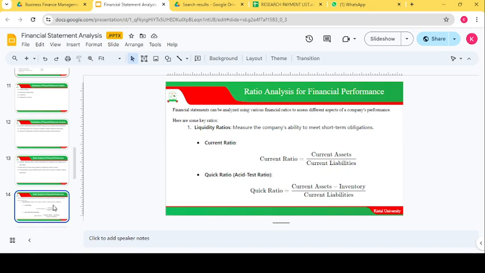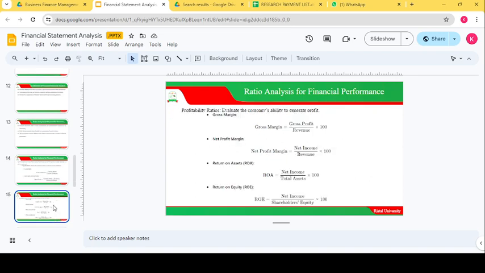So this financial statement can be analyzed using various financial ratios to assess different aspects of the company's performance. These are some of the ratios. We have liquidity ratios, which measure the company's ability to meet its short-term obligations. The current ratio is equal to current assets divided by current liabilities. The quick ratio, or acid test ratio, is given by current assets minus inventory, divided by current liabilities.